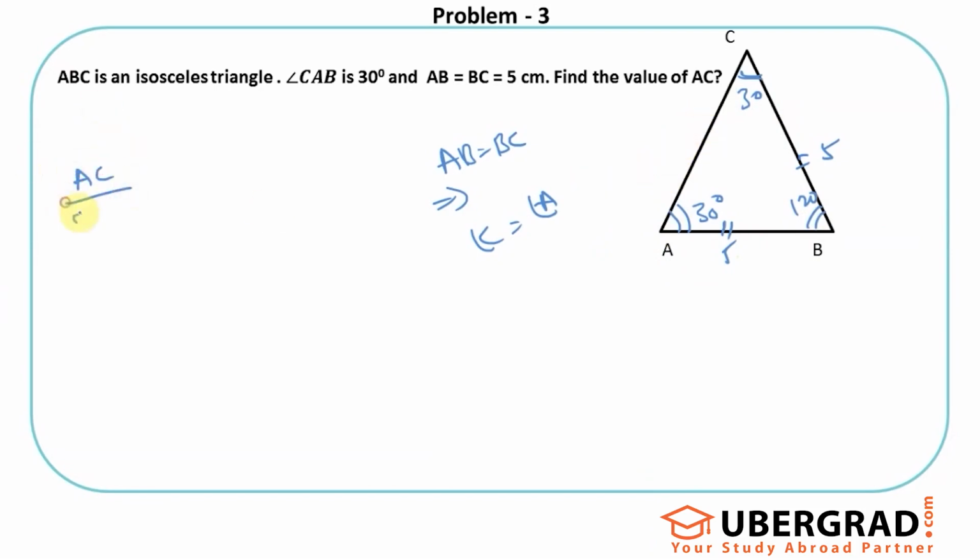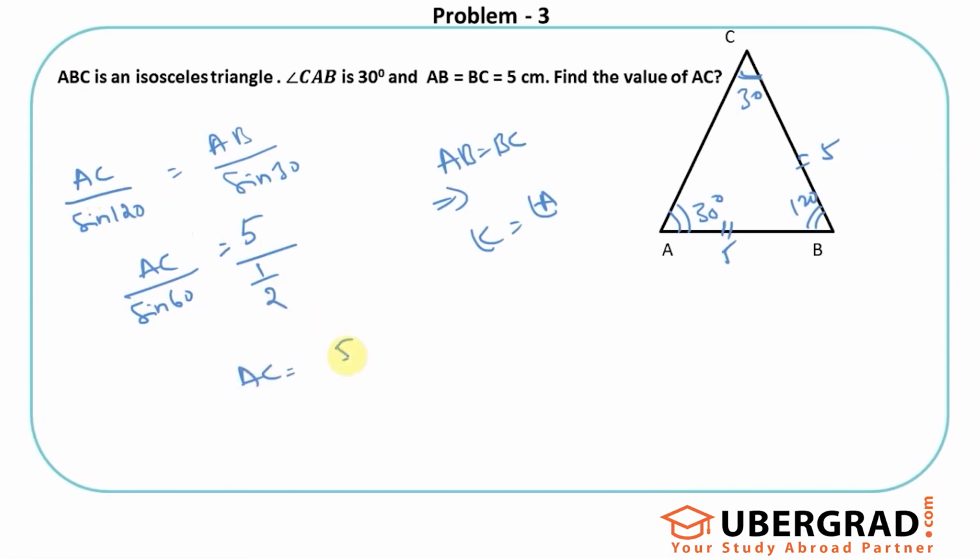So AC by sine 120 is equal to AB by sine 30. I am using the sine rule. So what is sine 120? It will turn out to be sine 60. As I said, sine 120 is sine of 180 minus 60, so that is sine 60. AB is 5, sine 30 is 1 by 2. So AC will turn out to be 5 into 2 into sine 60. Sine 60 is root 3 by 2, into 10, so it will turn out to be 5 root 3. So 5, 5 and this has to be 5 root 3. That is my third side AC.